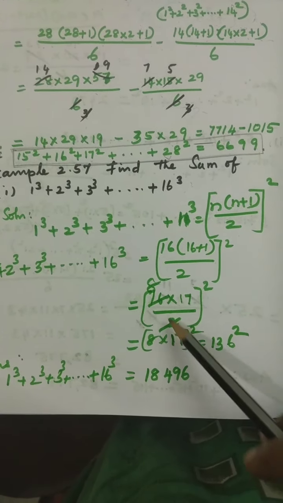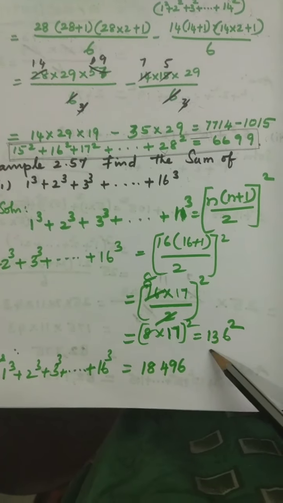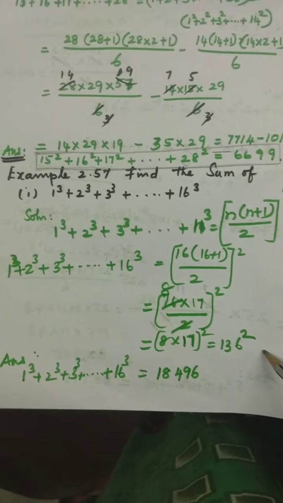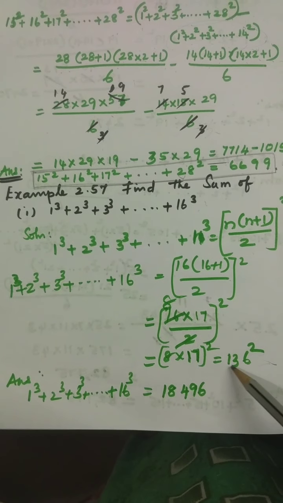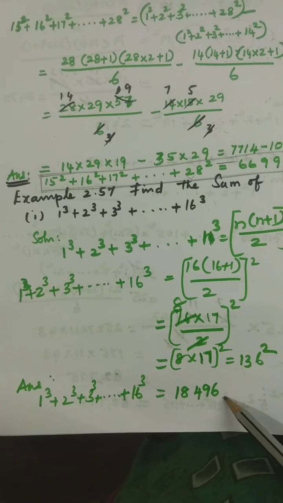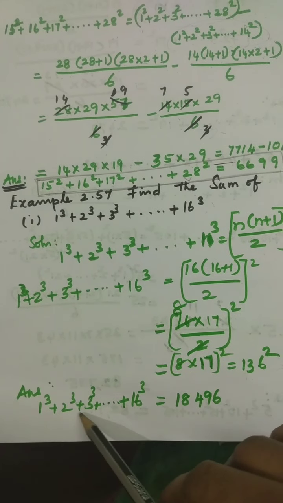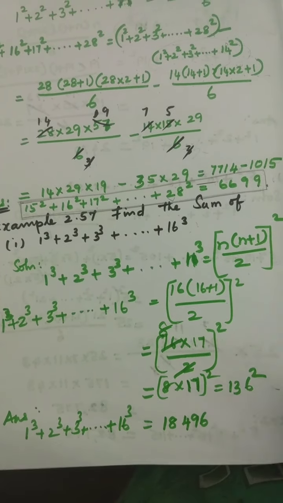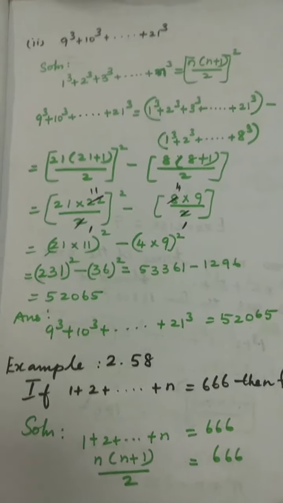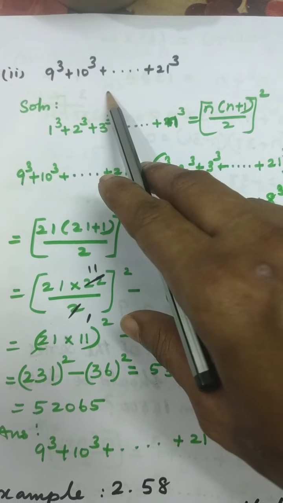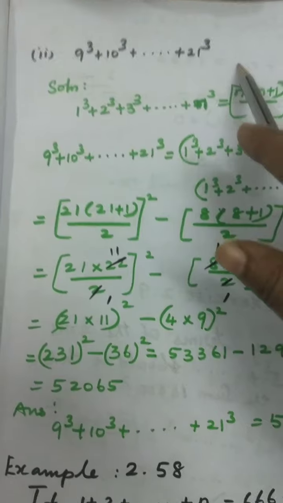Can cancel by 2 and we get 8. 8 17s are 136 the whole square you have. You have to multiply 136 two times. Isn't it? Then after multiplying the answer is 18,496. So 1 cube plus 2 cube plus 3 cube plus and so on plus 16 cube is equal to 18,496. Then the second sum, 9 cube plus 10 cube plus and so on plus 21 cube.